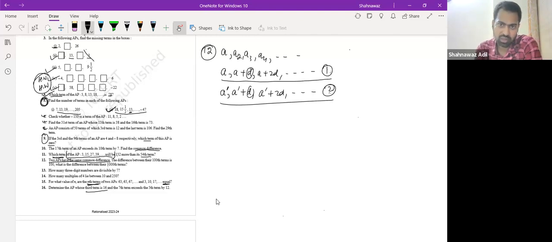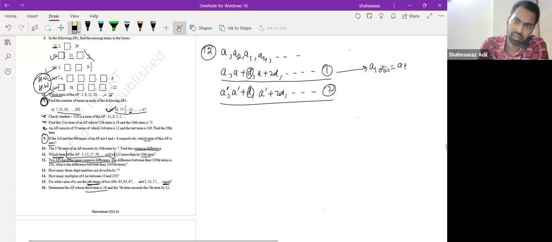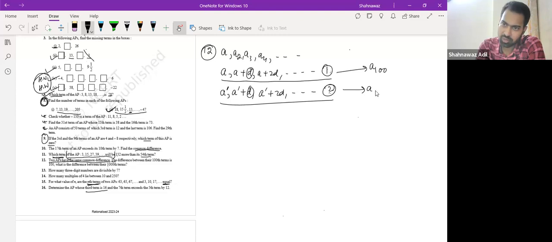Okay. And what is the second statement? The difference between their 100th term. So what is the 100th term of this AP? First, let us write A100, and that is A plus 99D. And for the case of this second AP, what is the 100th term? A prime 100.